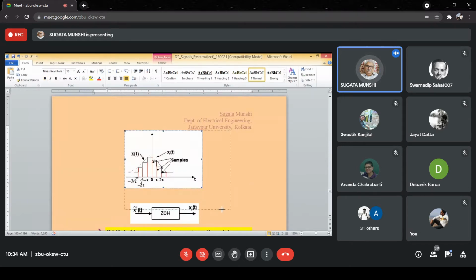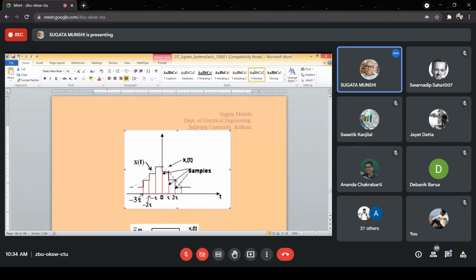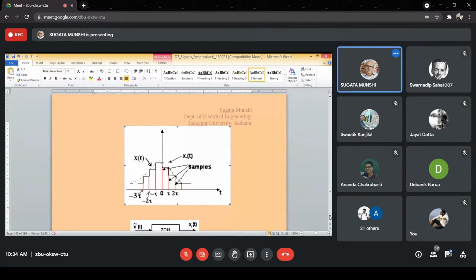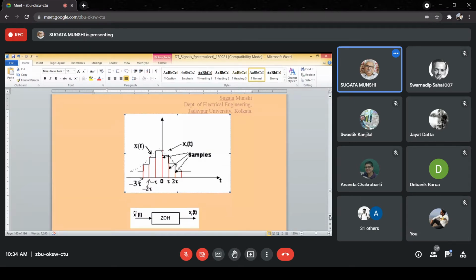Let me enlarge it. xr(t) is the staircase waveform. That is xr(t). And h(t) is whatever I have drawn with these dots. That is the signal that we desired at the output of the DAC.